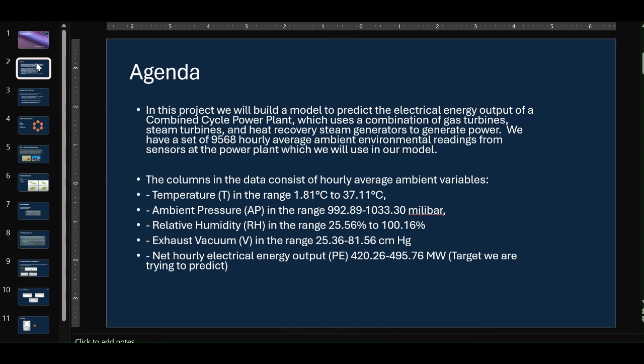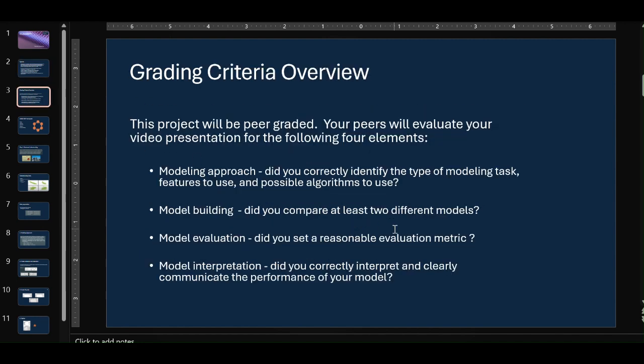Now, we have around 9,500 hourly average ambient environmental readings from the sensors at the power plant, which we will use in our model. The four ambient variables are the temperature, the ambient pressure, relative humidity, and exhaust vacuum, and our target output, which is the net hourly electrical energy output, PE, which we are going to see in our model.